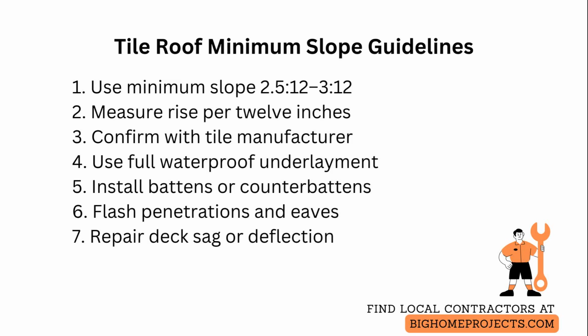Where slope is lower than the preferred value, use a full waterproof underlayment applied according to the underlayment instructions and lapped shingle fashion from the eaves upward to ensure a continuous water barrier. Install battens or counterbattens as required by the tile system to provide airflow, create a secure fixing substrate, and control tile alignment and water shedding paths.